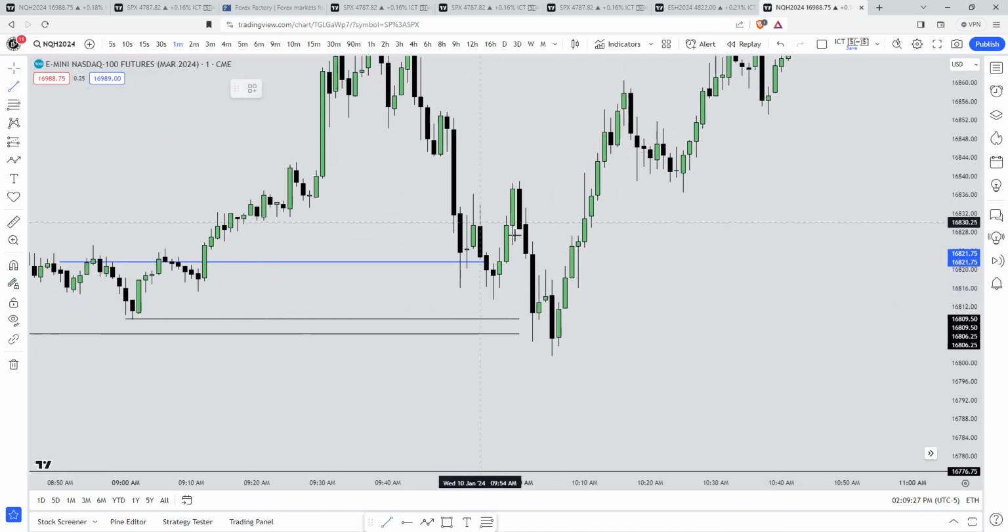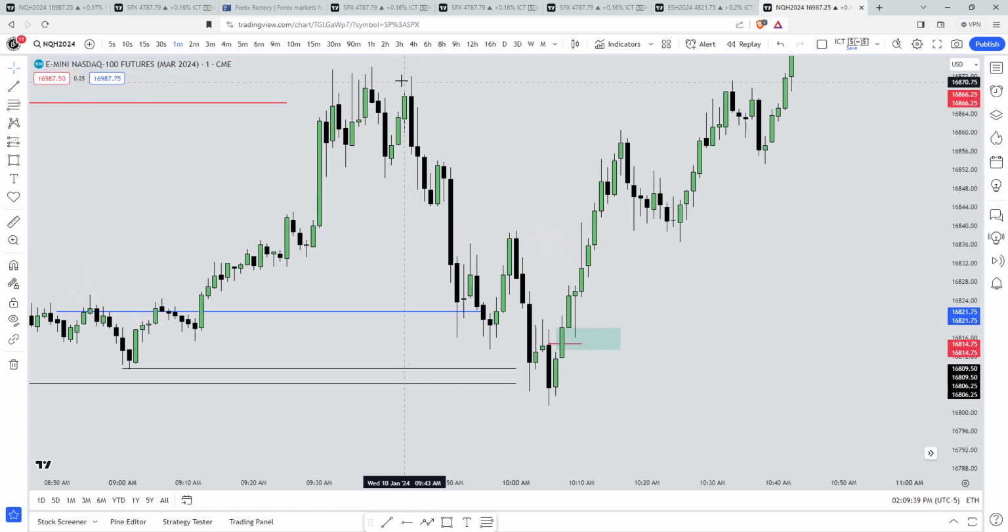So price took out the liquidity, started to expand higher, created that fair value gap right there. So this little imbalance broke above the order block. Now it's going to start attacking the buy stops like we talked about in previous episodes.